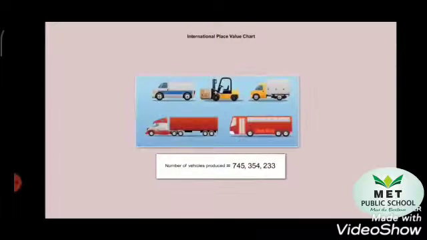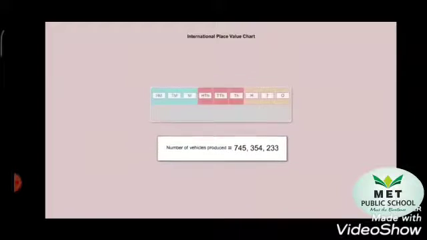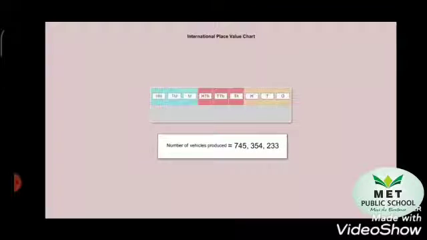Let us take an example. Here is the number of vehicles produced in the world last year. Let us place the digits in the correct positions in the chart. In the international system, you can see that every period has 3 sub-periods. So a comma is put after every 3 digits starting from the right side.